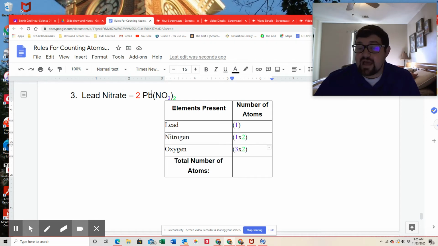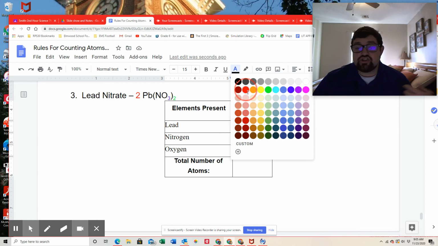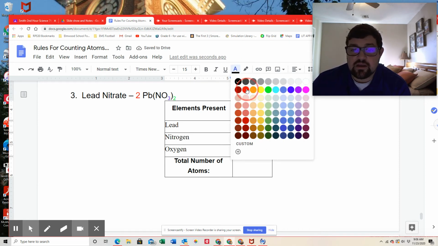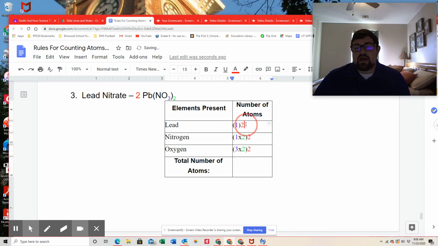Now, the very last thing that you're going to want to do is look at the number that's in front of the entire chemical formula. That is called a coefficient. Co means together or with. And so the 2 is telling me how many molecules of lead nitrate I have. So the last thing we're going to do is multiply the whole thing by 2 because that's how many molecules we have. And so I'm going to illustrate that by using the color red and color coding that here. And that shows us kind of our mathematical thinking here.